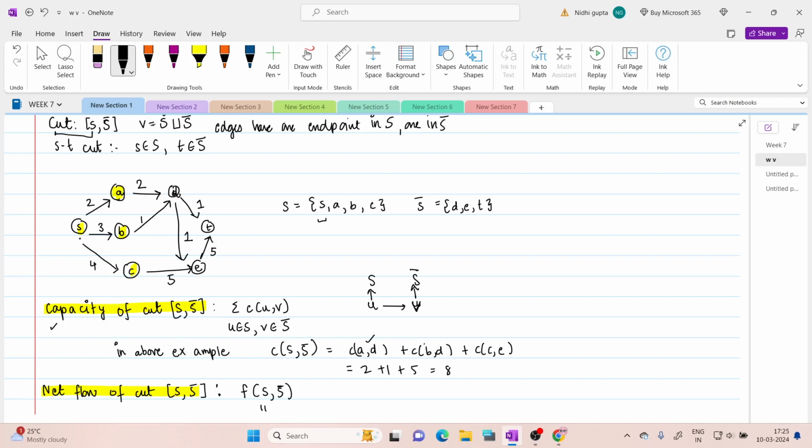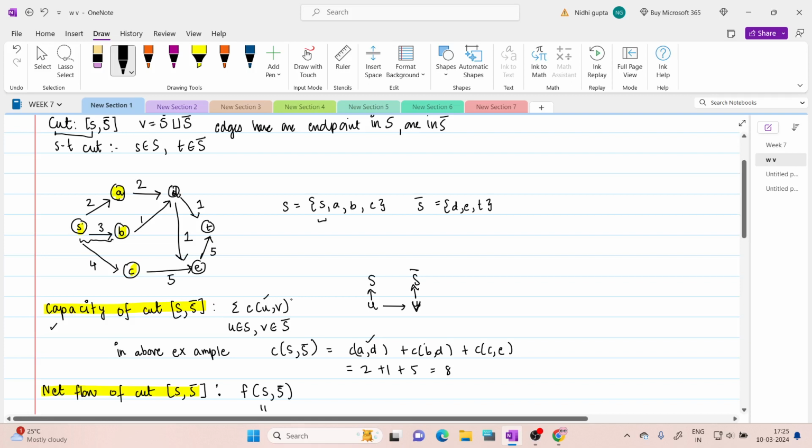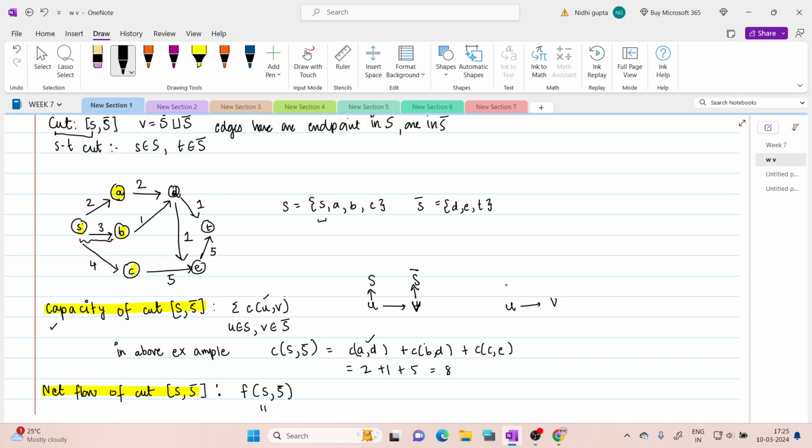We cannot take an edge of type SB because both the vertices are in S. Basically we have to consider all the edges whose first vertex is in S and second vertex is in S bar. We are not allowed to take edges which are going from S bar to S. So when we are counting capacity, the definition says that we have to look for all those edges whose initial vertex is in S and final vertex is in S bar. In this example the edges of that type are AD, BD and CE. So the capacity is 2 plus 1 plus 5, which is 8.